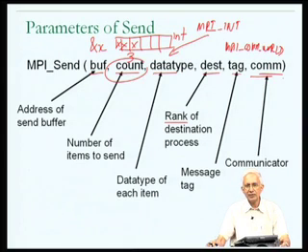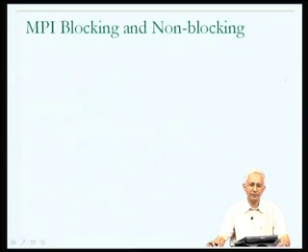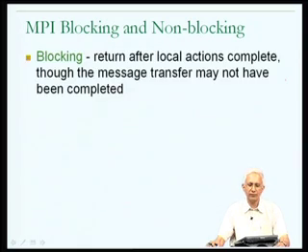At the receiving end, there is a matching set of parameters, which I therefore won't go into in detail. Rather, let me spend a little bit of time talking about two other variants on the kinds of sending that can be done in MPI, which are known as the blocking and the non-blocking versions of send.